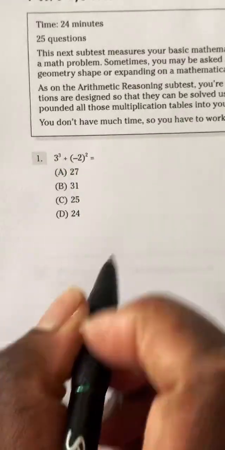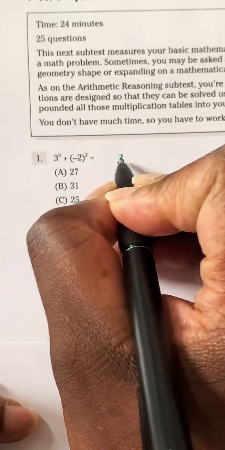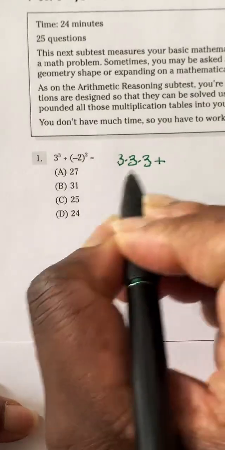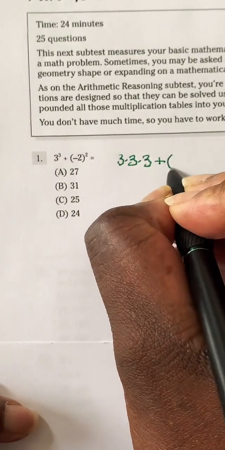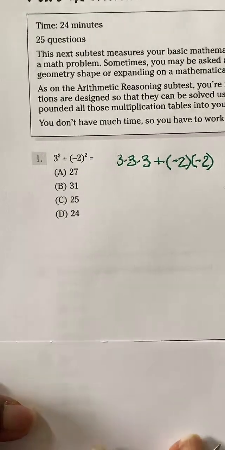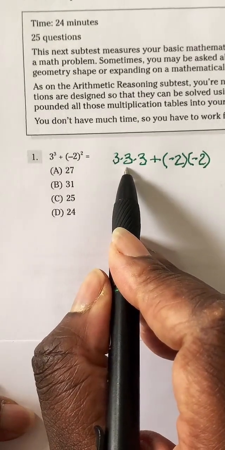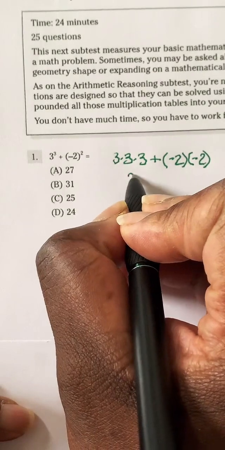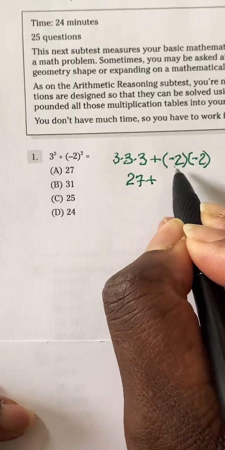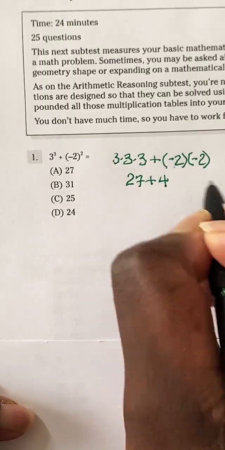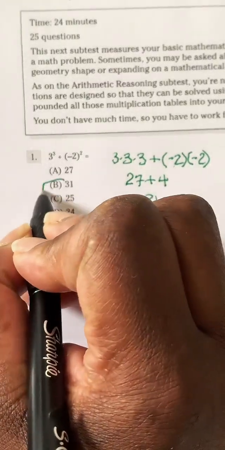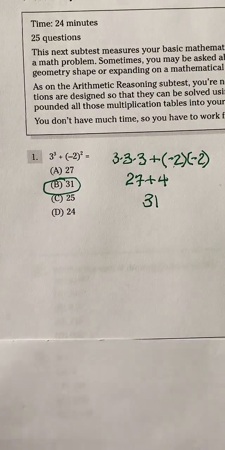So 3 to the third power, that means we have 3 times 3 times 3. And we are going to add negative 2 squared. So that means you have negative 2 times negative 2. So 3 times 3 gives me 9. 9 times 3 gives me my 27. Plus, negative times negative gives me a positive. 2 times 2, that gives me 4. So now we got 27 plus 4. That simply gives us our 31. So the answer is correct with B.